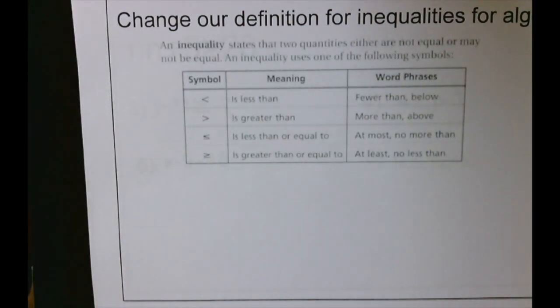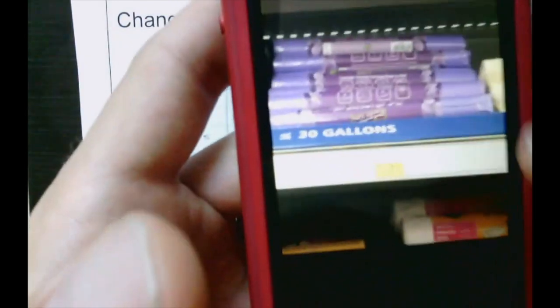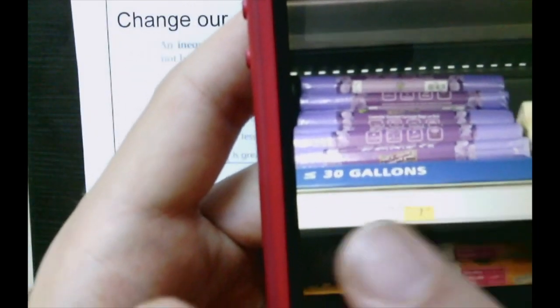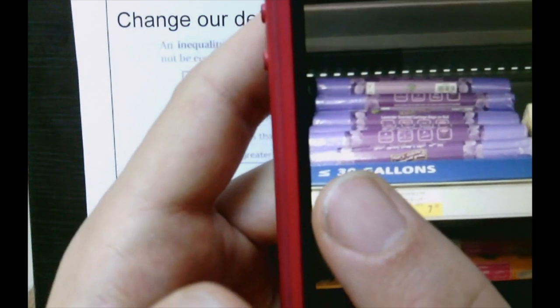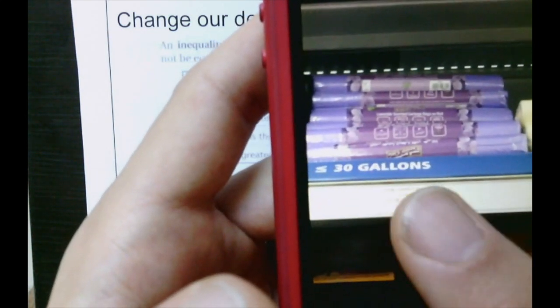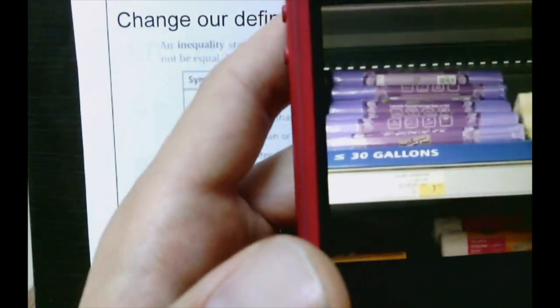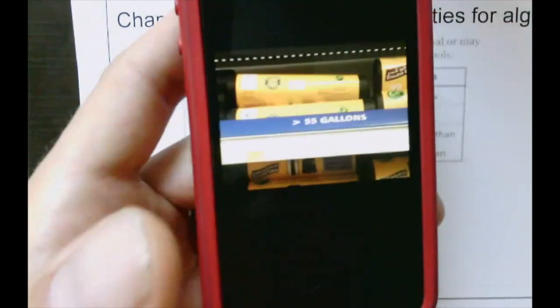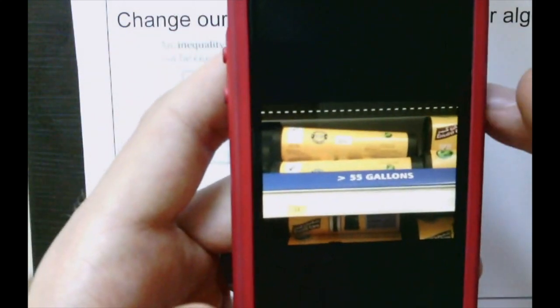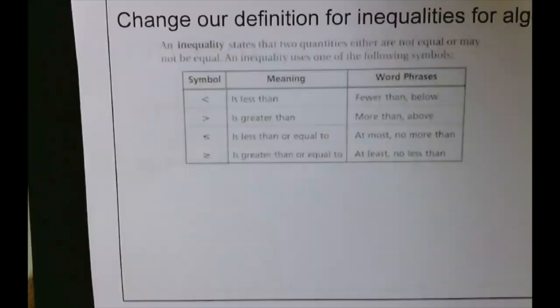Remember, an inequality states that two quantities either are not equal or may not be equal. An inequality uses one of the following symbols. So I happened to be at the grocery store and I noticed some inequality symbols. It says the gallons are less than or equal to 30. Look at that. Greater than 55. There were some examples where we see math in everyday life.